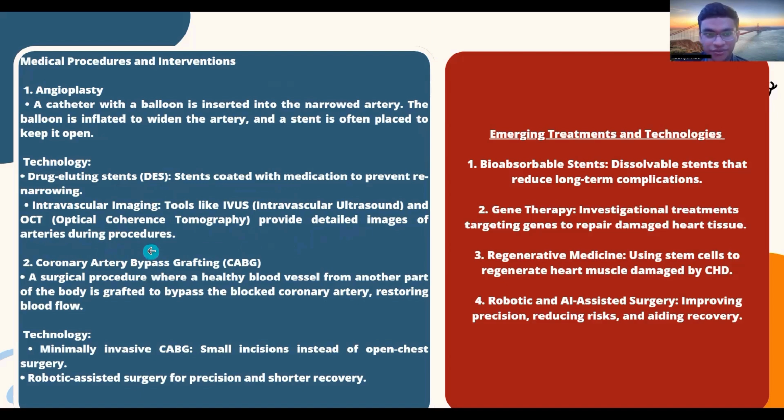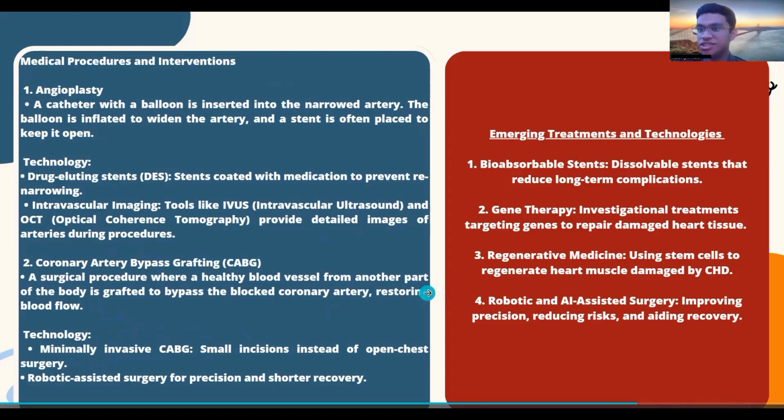Coronary artery bypass grafting is a surgical procedure where a healthy blood vessel from another part of the body is grafted to bypass the blocked coronary artery to restore blood flow. Technology used for CABG includes minimally invasive CABG, where a small incision is made instead of open chest surgery. Then we also have robotic-assisted surgery for precision and shorter recovery.